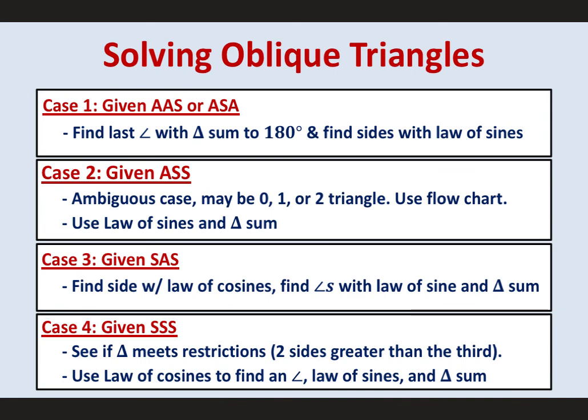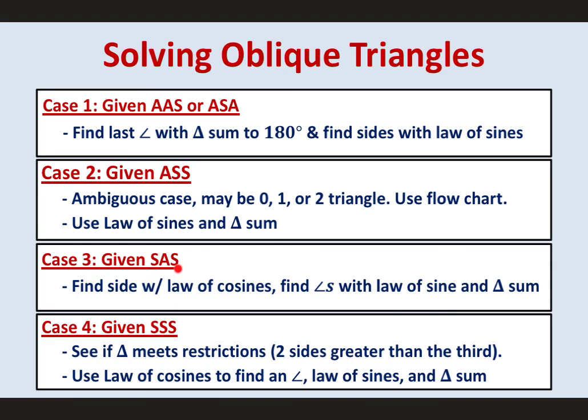Quickly recapping, we kind of have four different types of problems. Case one, you're given angle, angle, side, or angle, side, angle. You're going to find the last angle with triangle sum, and then find the missing sides with law of sines. Case two, you're given angle, side, side. You have to use your flow chart to figure out whether there's 0, 1, or 2 triangles. Then you're going to use the law of sines and triangle sum.